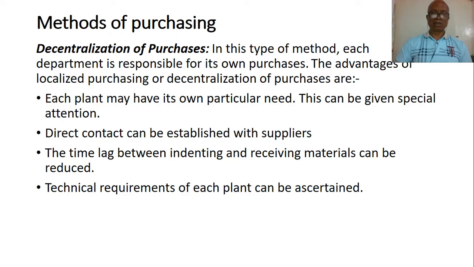Okay, and of course there are some advantages and also disadvantages. Each plant may have its own particular need. So if I have my need as the director of a particular plant, I can go after it. I don't have to rely on what others are going to be buying. Then direct contact can also be established with the suppliers, and the time between indenting and receiving of materials can also be reduced. And of course, technical requirements for plants can also be ascertained and followed as much as possible. So that talks about methods of purchasing.